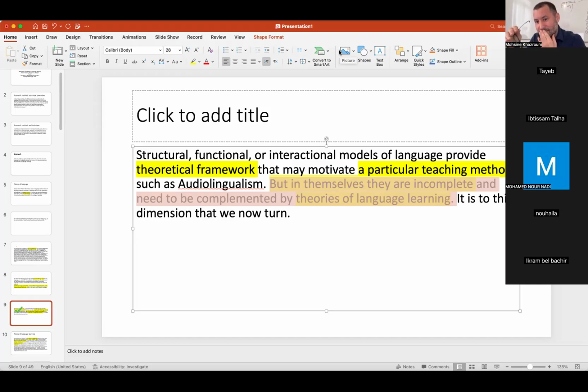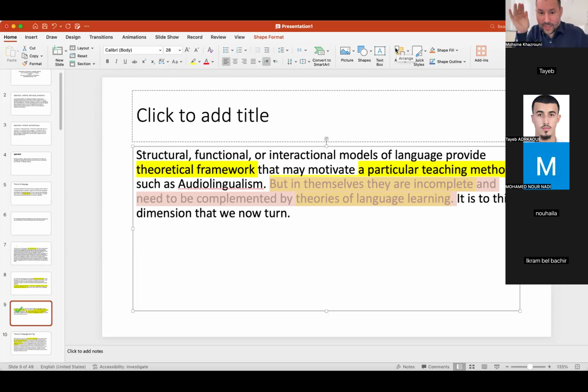Professor, can I say something? Yes, please. Theoretical framework is the set of theories and ideas that support and explain the study. Who is speaking? Nuhaila. Yes. Can you address your answer to Tayyib, please, and see if he agrees with you? Tayyib? She's trying to say a few words about that.